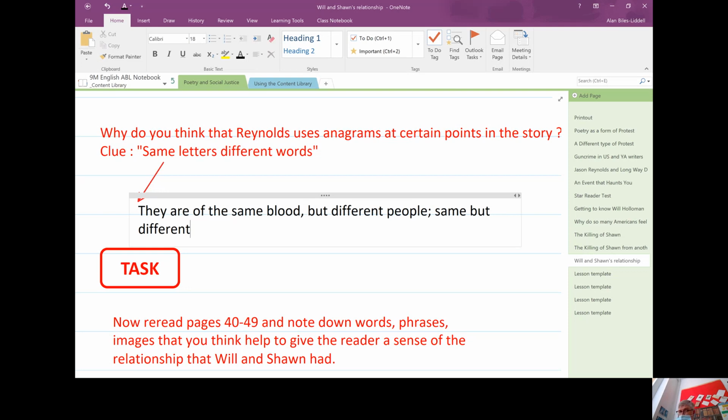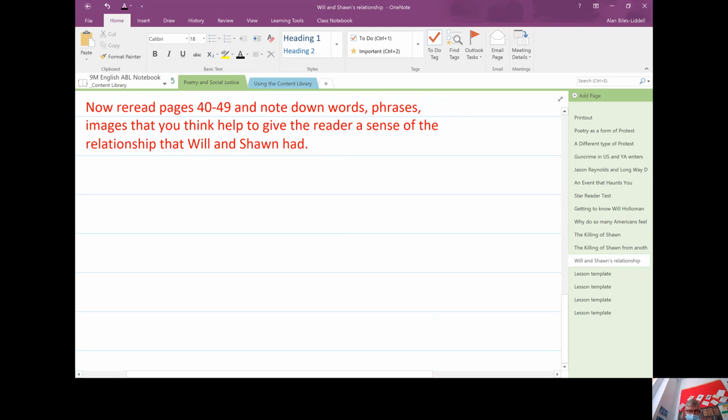Good. Now, we need to look at pages 40 to 49. So you need your copy of the book. Those of you who have got it, hopefully at least there's one between two on a desk, so you can share that. Okay, so we're looking at 40 to 49. Do we all have at least one book between the two of us? Sam, where's yours?